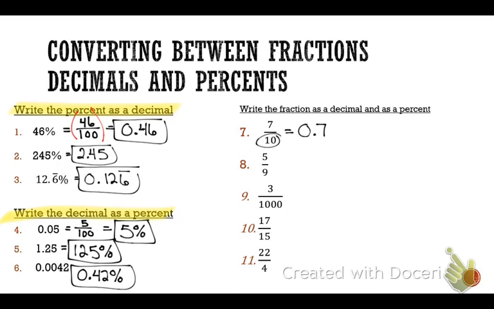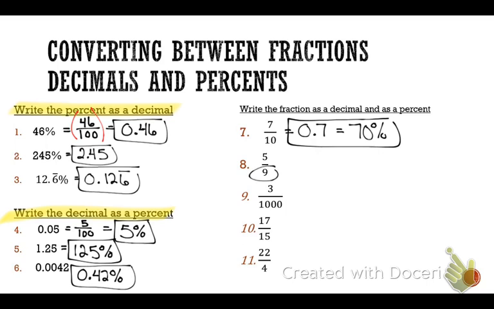Okay. And now can I change the decimal to a percentage? What is it going to be? 70%. And I'm done. Okay. Now, my second one is more challenging. Why? Because is there such thing as a ninths place?